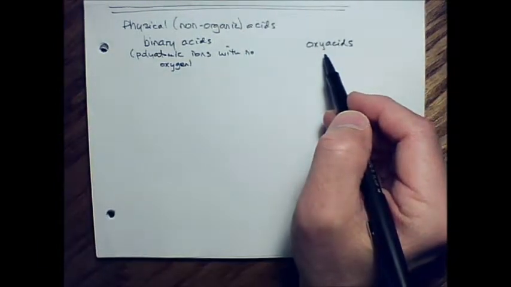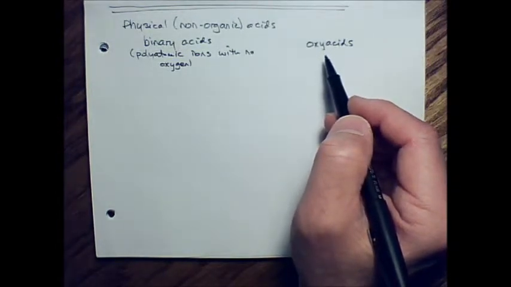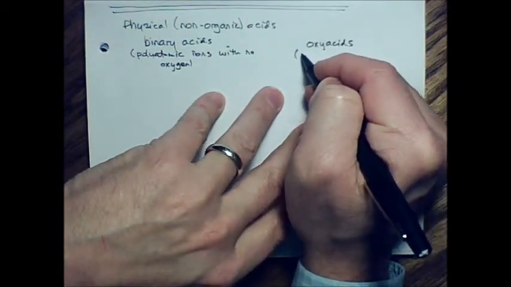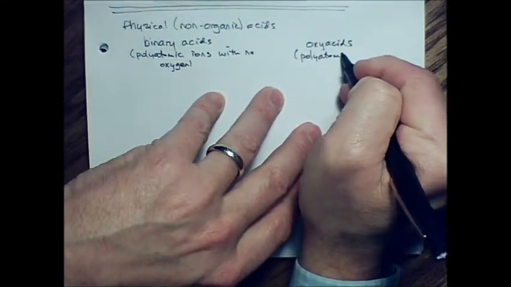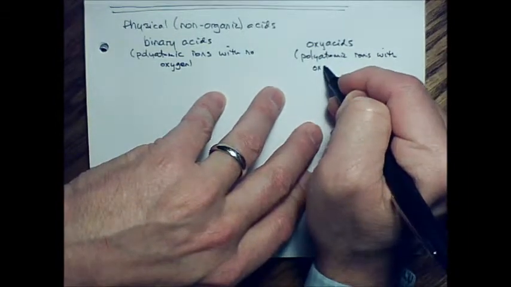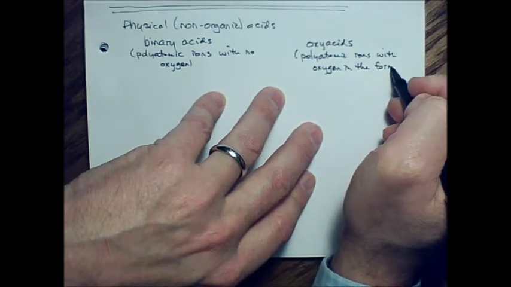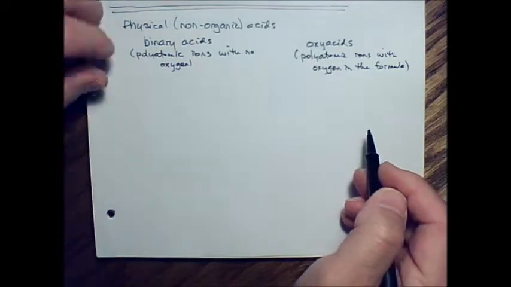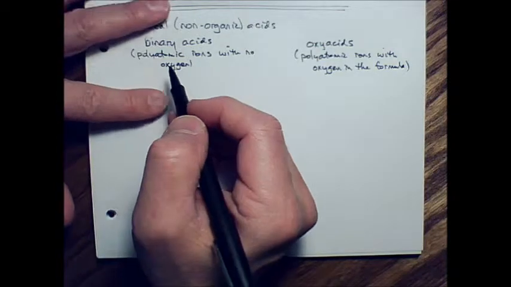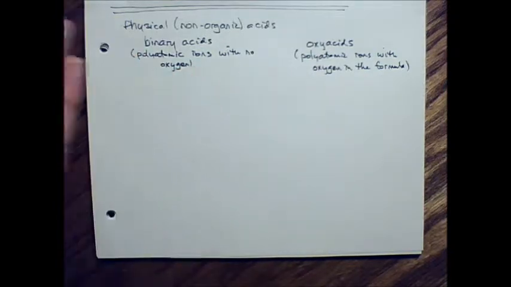Oxyacids, all of these acids are going to contain polyatomic ions that have oxygen in them. Okay, so all of these will contain polyatomic ions with oxygen in the formula. Okay? So most of the binary acids will have monoatomic anions. All right, a little bit of background now.